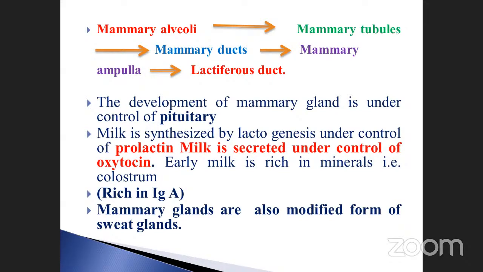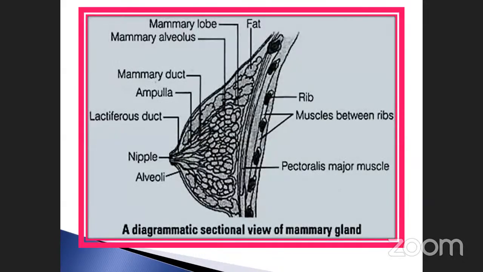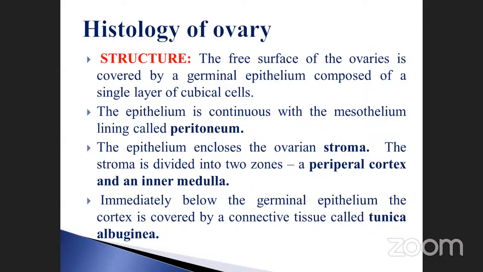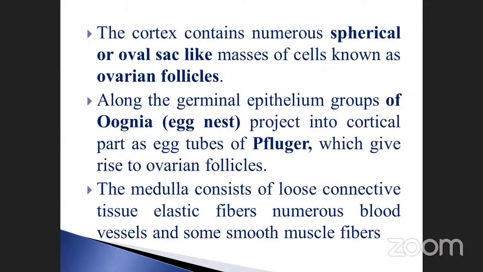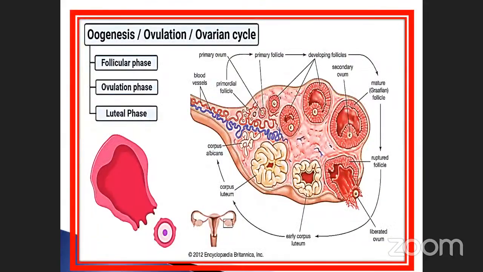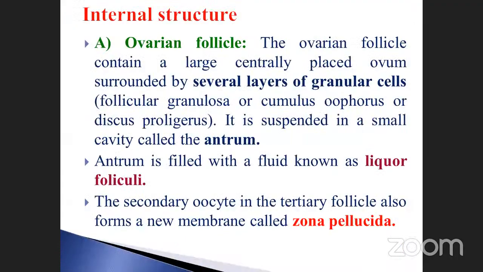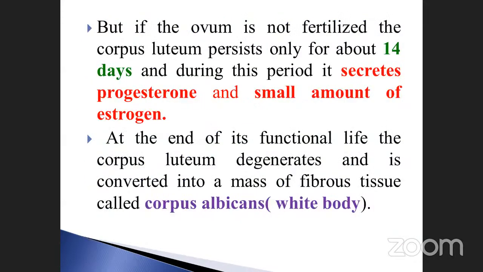And the first milk is called what? What will be the highest concentration? All those things we already discussed. And these structures we already discussed. Histology of ovary also will be seen. And internal structures and corpus luteum, and what are the hormones responsible, and also what is meant by corpus albicans. It's nothing but the fibrous tissues. That is also already discussed.